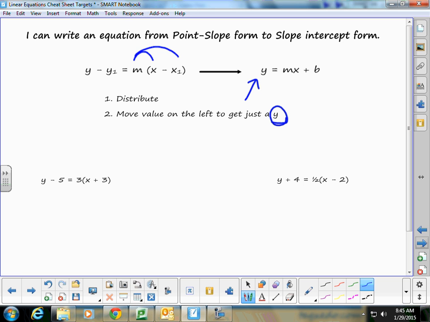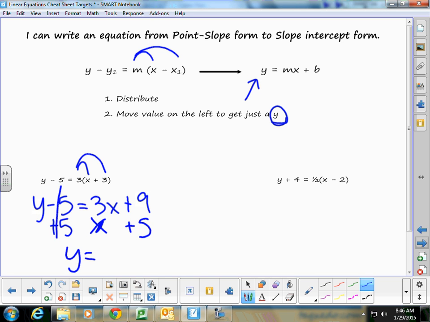So we shall begin. y minus 5 equals 3 times (x plus 3). Step 1, distribute. y minus 5 equals 3x plus 9. Step 1 is over. Step 2 is to move that single over here. It does not add to 3x because they're not like terms, but it is added to 9. So I end up with y equals 3x plus 14. This line is the same as this line in a different form.